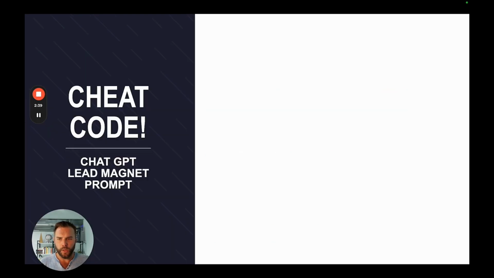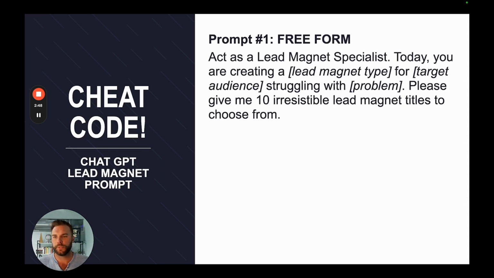So one quick cheat code though is we can use ChatGPT to automate a lot of this. So there's kind of two prompts I want to share with you. The first one is more the free form prompt. So act as lead magnet specialist, giving it a job. Today you're creating a lead magnet type. So you're going to tell it what type of lead magnet you want to create based on the decision you made from the previous lesson for XYZ target audience struggling with the problem. And now that problem is the one you want to pull from the problem statement ad test we ran previously. So you want to pull the winner from there. Please give me 10 irresistible lead magnet titles to choose from.